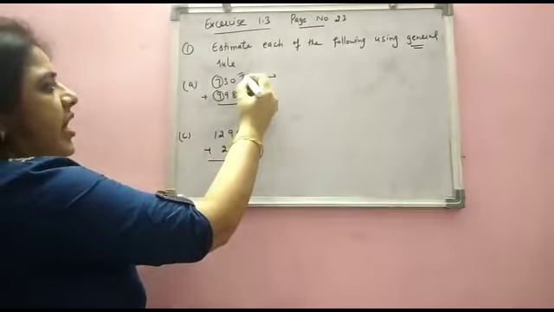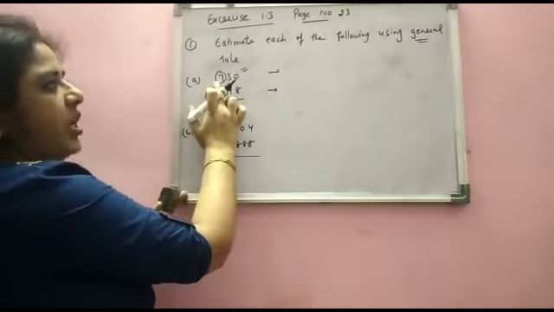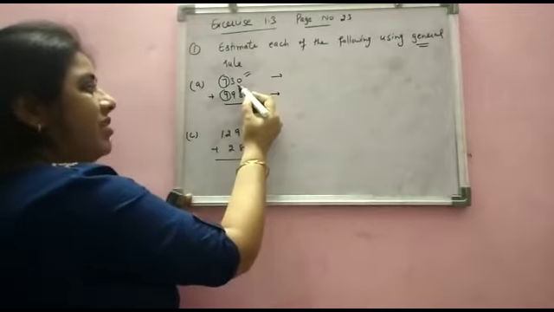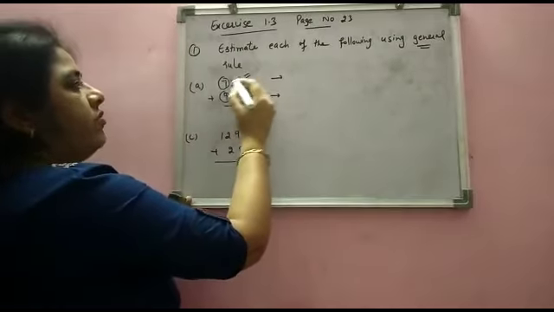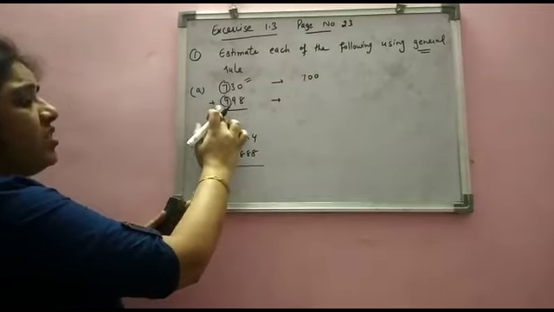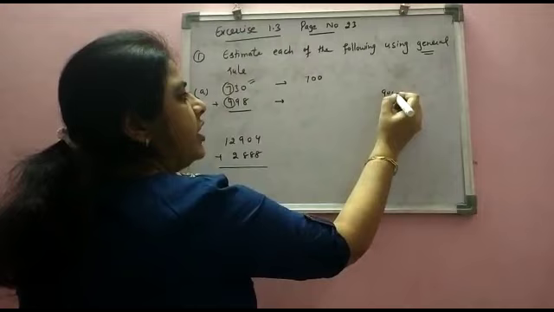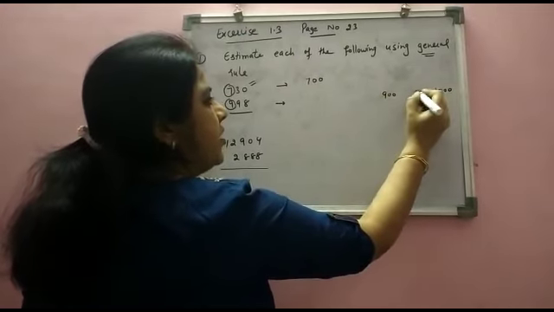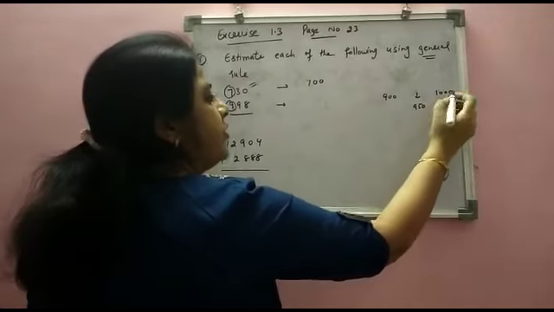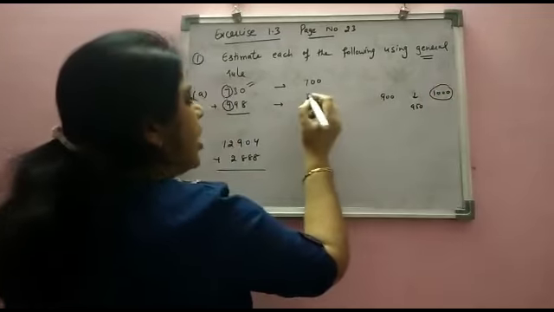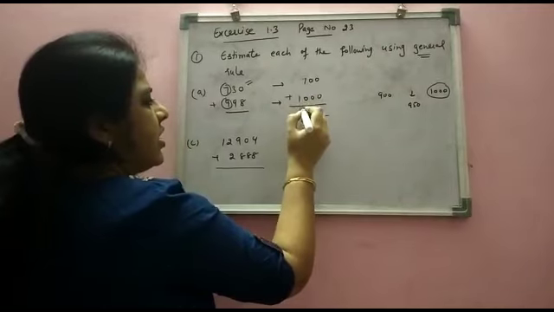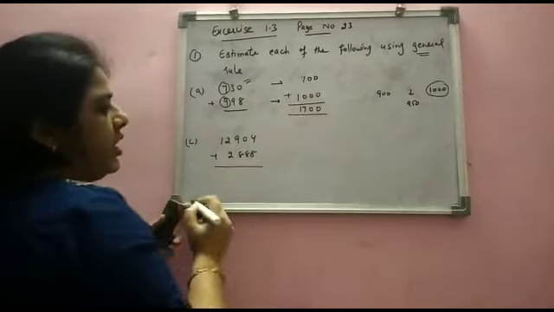This number lies between 700 and 800. What is the half? 750. So it's less than 750. So it will be estimated to 700. Now this number lies between 900 and 1000. What is the halfway? 950. It's more than halfway, so it will be estimated to 1000. Now you add the numbers and the answer would be 1700.